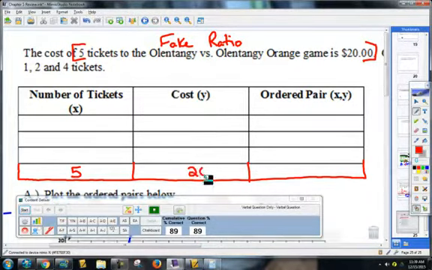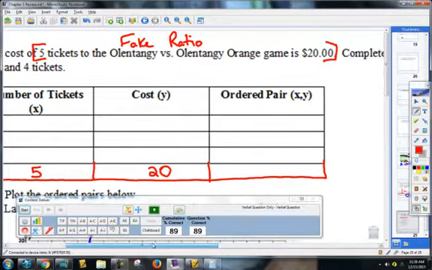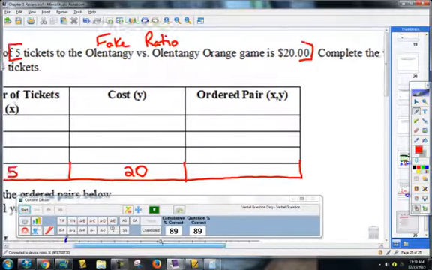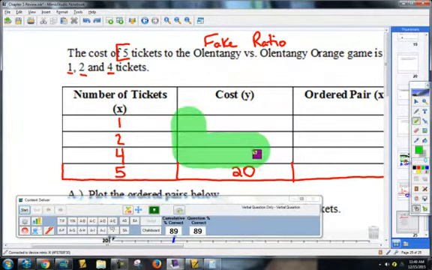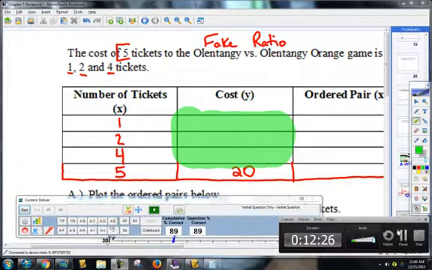$20. Now what you have to do is, I'll show you what this says, complete the table to determine the cost of 1 ticket, 2 tickets, and 4 tickets. So we need to put 1, 2, and 4 there. Now you need to basically figure out this stuff here. The cost of 1 ticket, the cost of 2 tickets, and the cost of 4 tickets. Go. Think about this for a second.